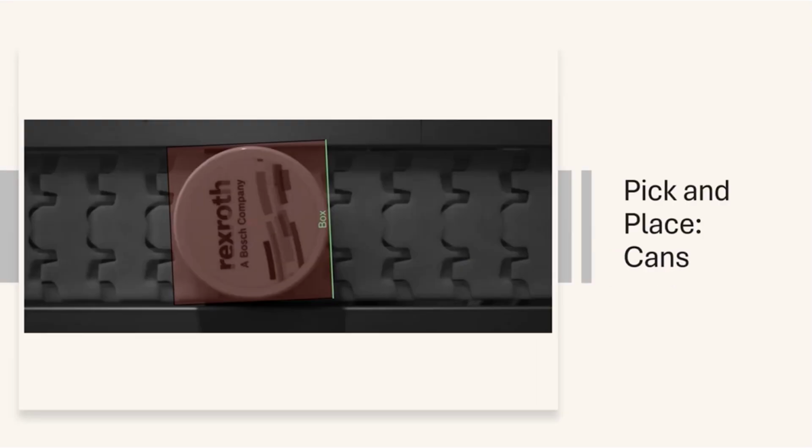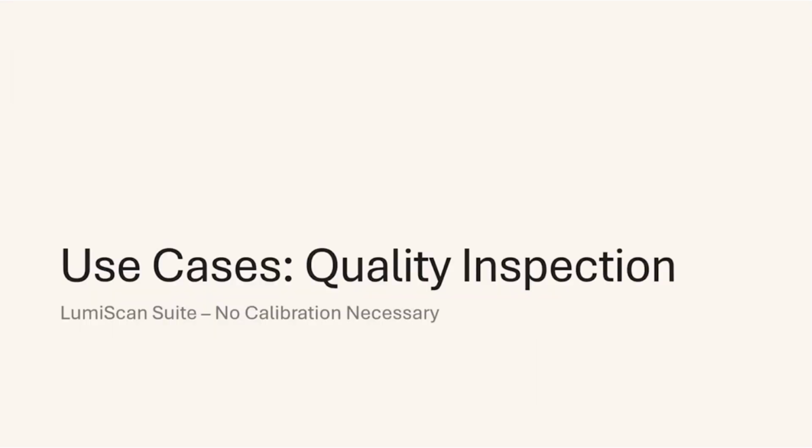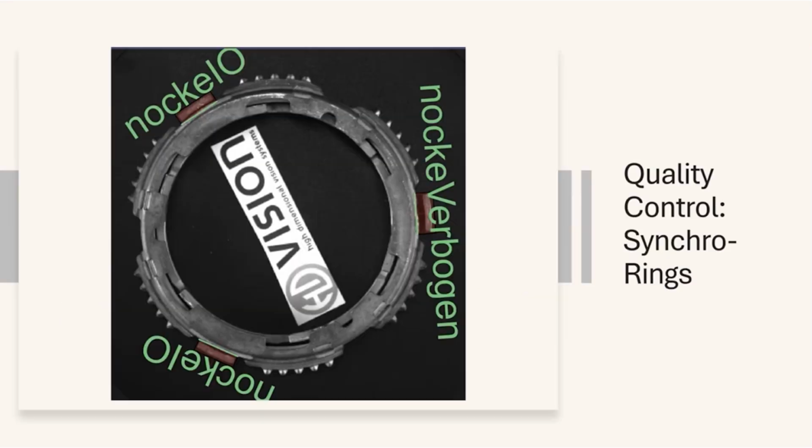It's not always necessary to have a pick and place application. You also can discard the part where we transform image coordinates to real world coordinates or robot coordinates. An example for this would be a quality inspection task. Here we are seeing synchro rings. They are part of a Getriebe. I have forgotten the English word.